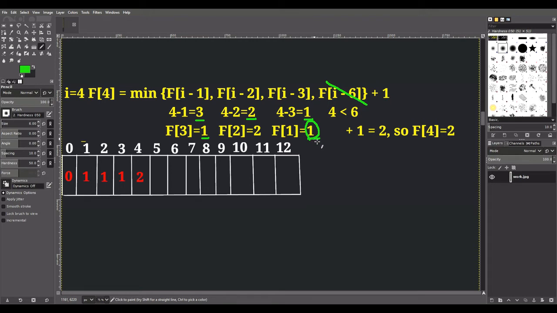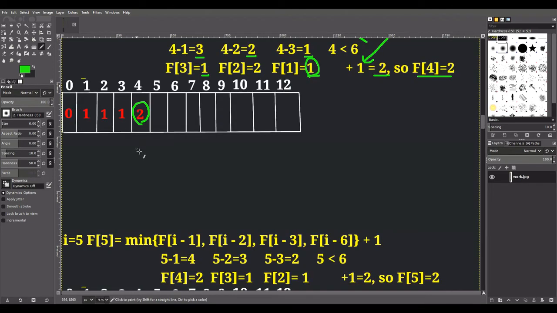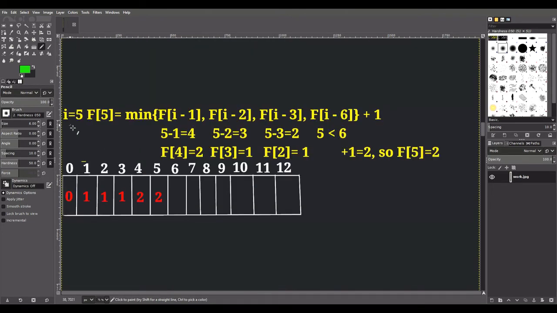So the value we have is 1. We add this 1 to it, and we get 2. So f of 4 is equal to 2. We set it equal to 2 in the array and increment i. So i equals 5 now.